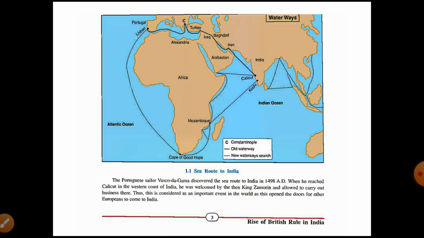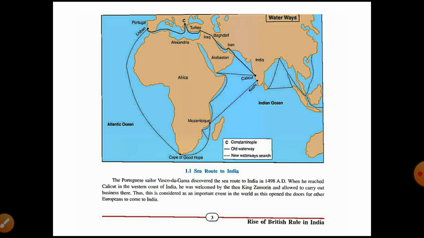So in this map we can see the sea route to India. The first one is the land route from Europe to Turkey, Iraq, Baghdad, Iran, then India. And we can also see the sea route via Africa to India, which was a long sea route discovered by Europeans from Europe to India.